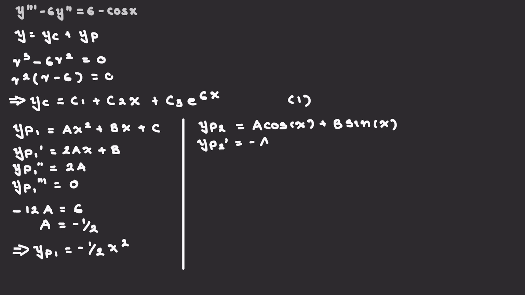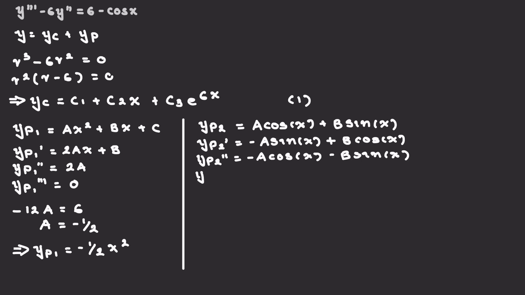And so taking the first derivative, we get negative a sine of x plus b cosine of x. Taking the second derivative of yp2, we get negative a cosine of x minus b sine of x.